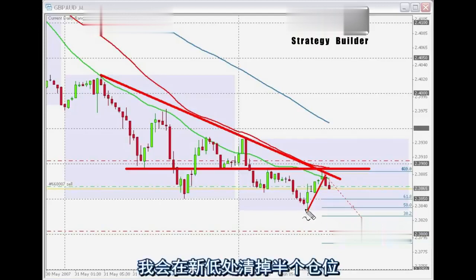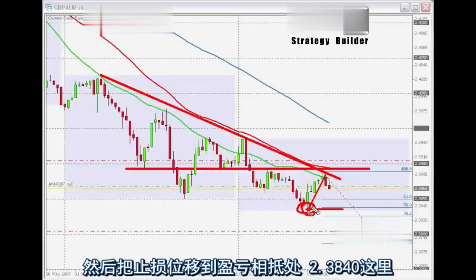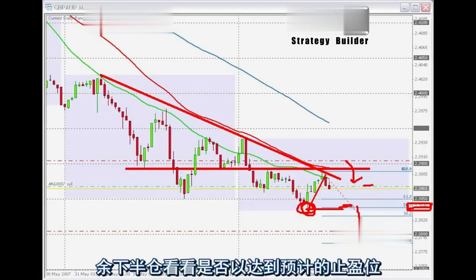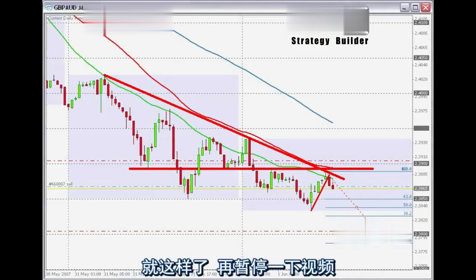I'll take half of my position at the low of the day and move stop to break even at this precise level, 238.40 right there. Half out at this point, and stop will be moved to break even, and I will let the second half of the trade run to its full potential target.